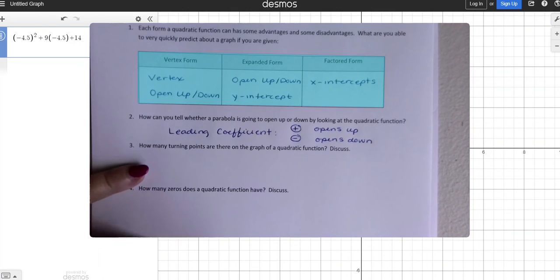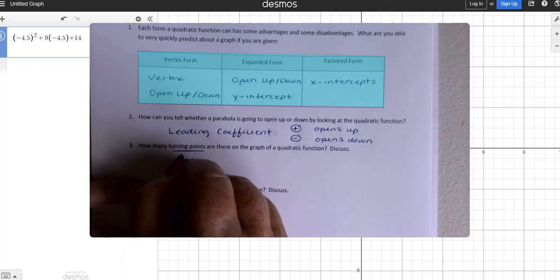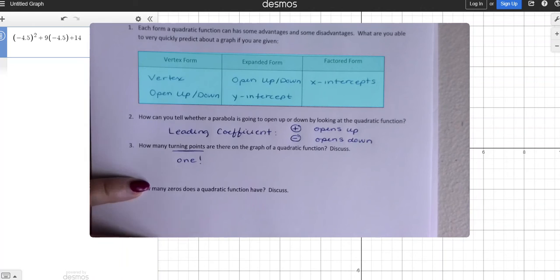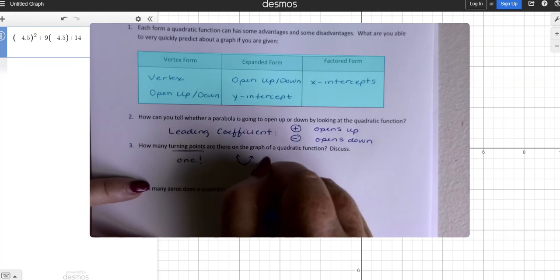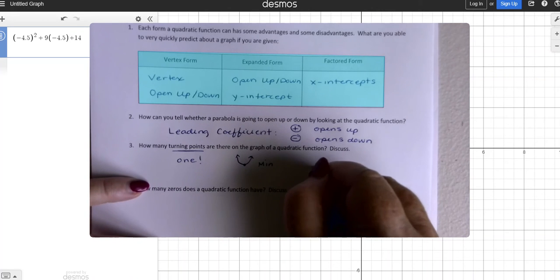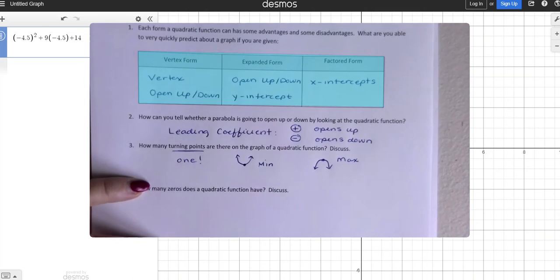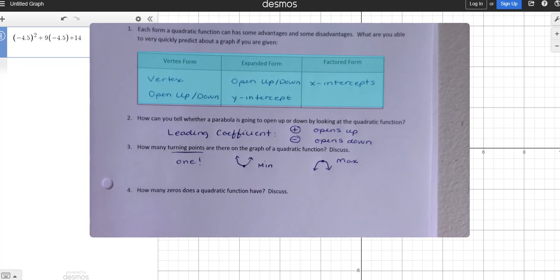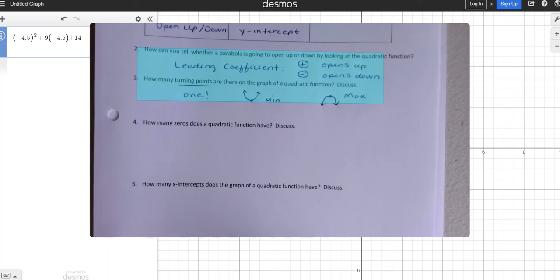We did see that there's always one turning point. When the parabola opens up, our turning point is a minimum. And when our parabola opens down, the turning point is a maximum. But either way, there's just one turning point. Now, how many zeros does a quadratic function have?